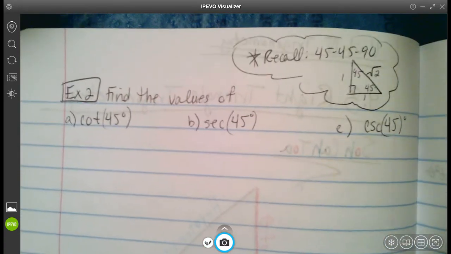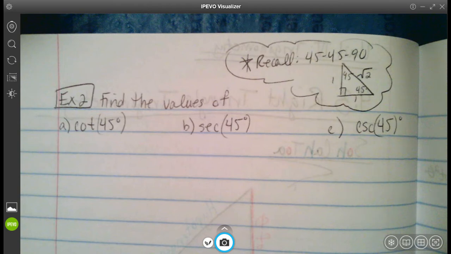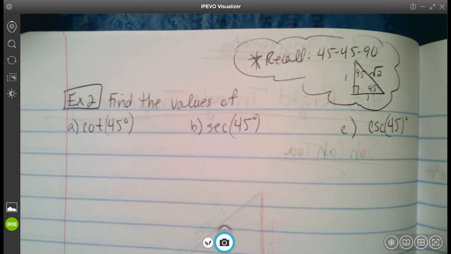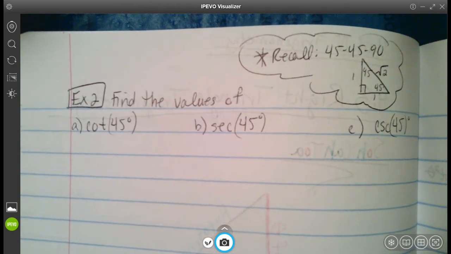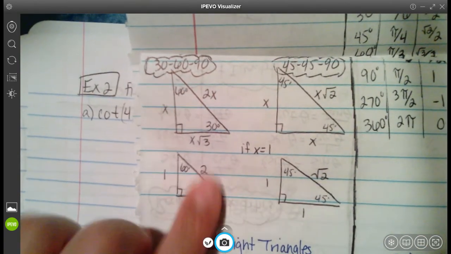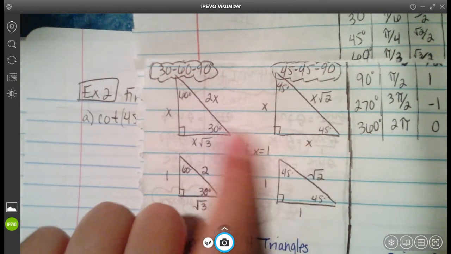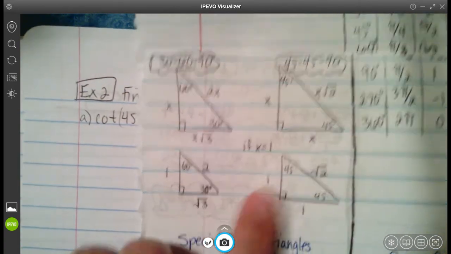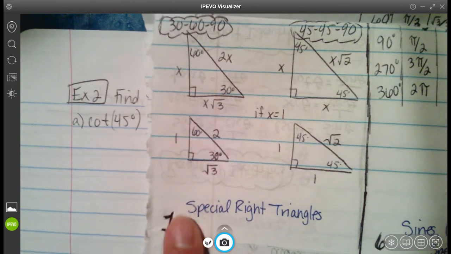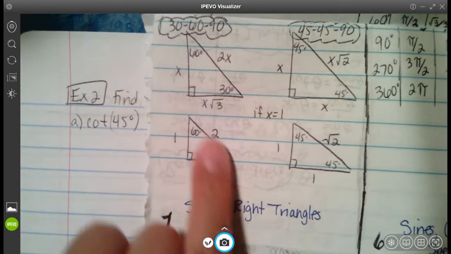For this one, I do have a quick recall. You will find the special right triangles in tab number 2. So here is tab 2. You're looking at these two right here. You have your 30, 60, 90 and your 45, 45, 90. Okay, so just so you know where I'm looking, this is tab number 1, not 2. Tab number 1, special right triangles.